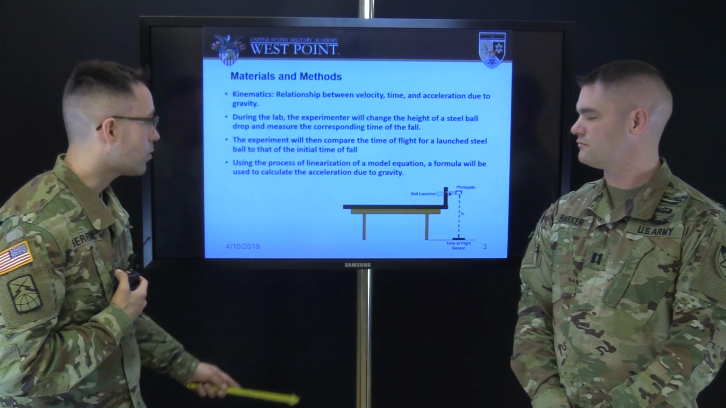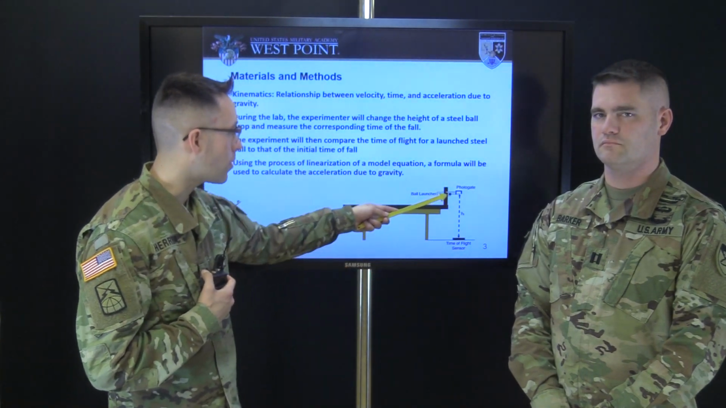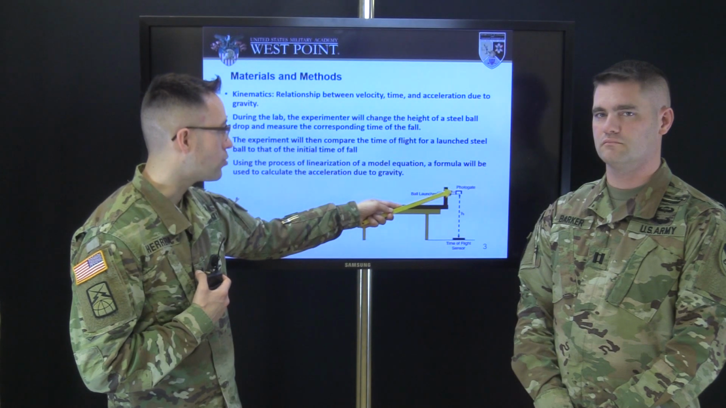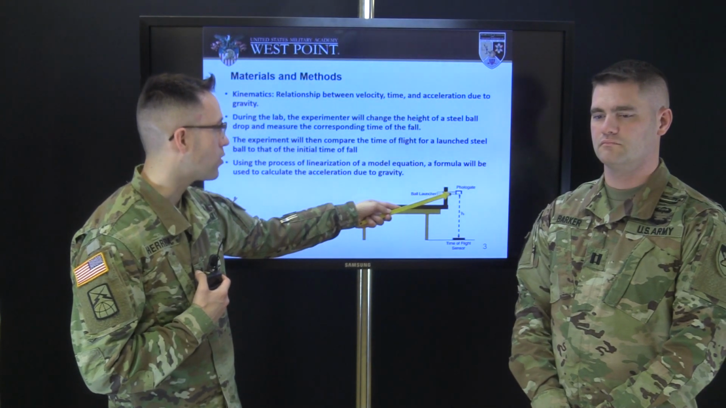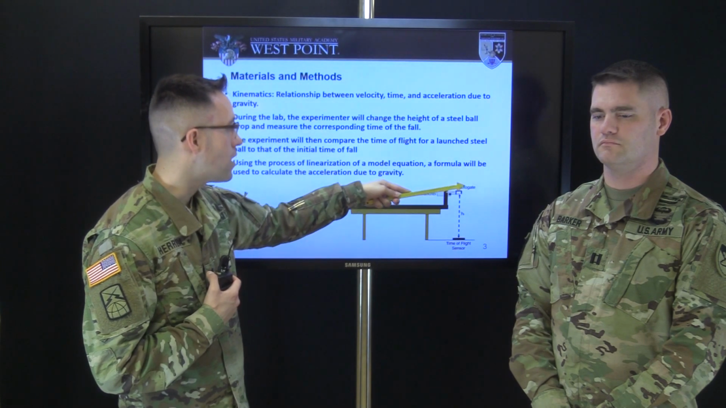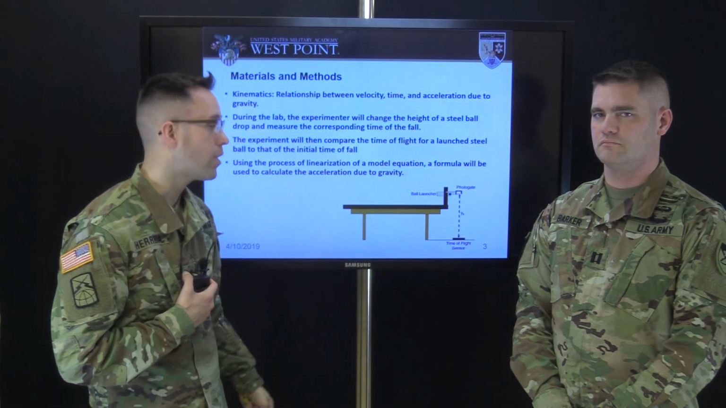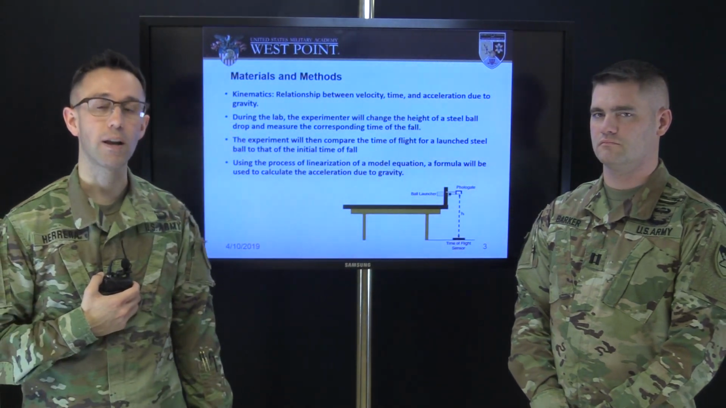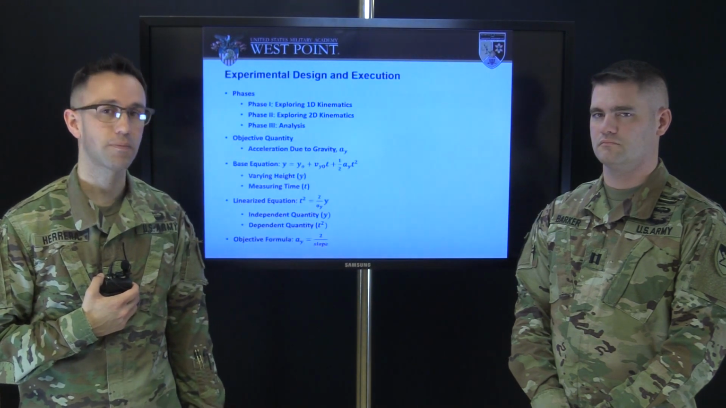due to gravity. So here's our general setup. We're going to be dropping a ball at a given height and then measuring the time of the fall. In the second phase, we're going to launch that ball with a given horizontal velocity and then measure the time of flight for that ball to drop the same vertical height.